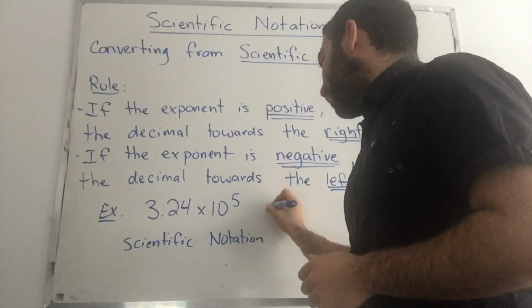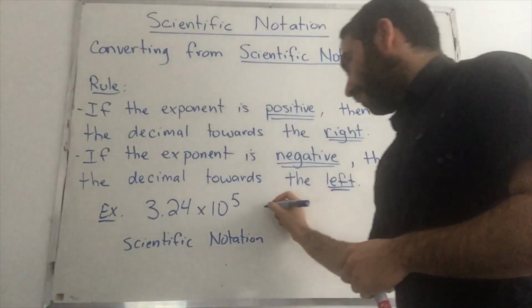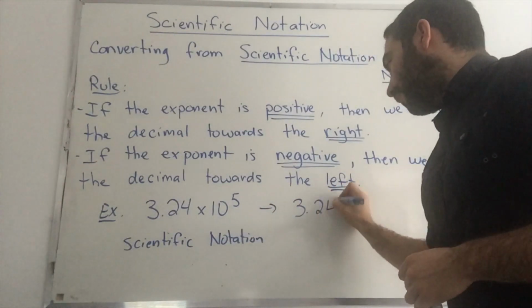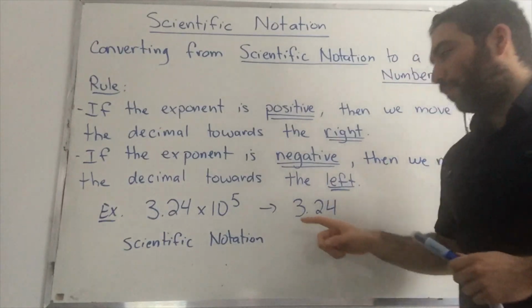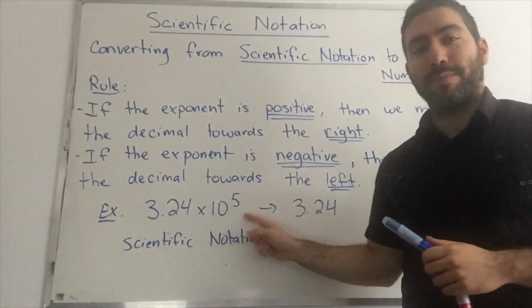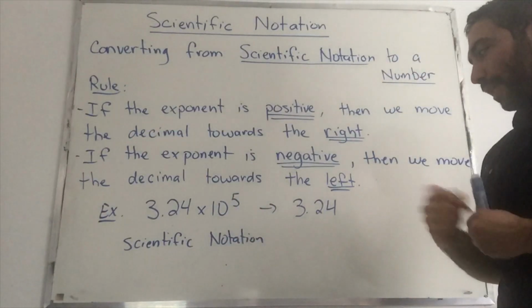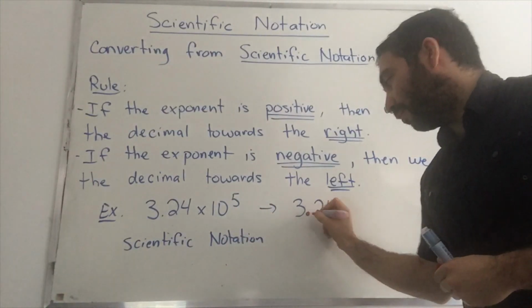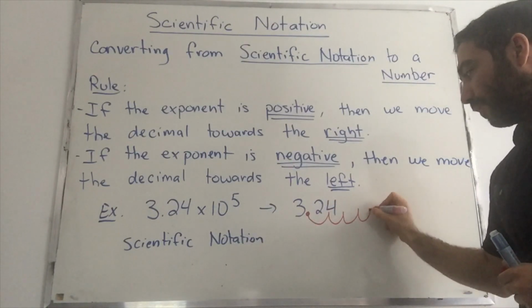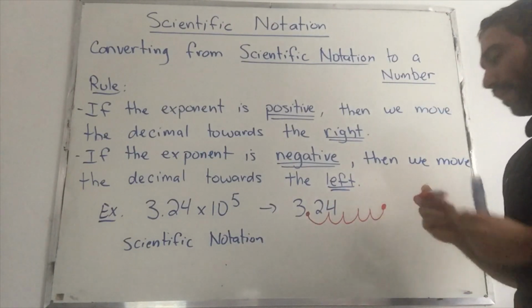To convert it to a number, 3.24, we move the decimal to the right 5 times. Okay, so the decimal is at 3.24, it's right here. Move it to the right 5 times: 1, 2, 3, 4, 5. Place the decimal here in red.